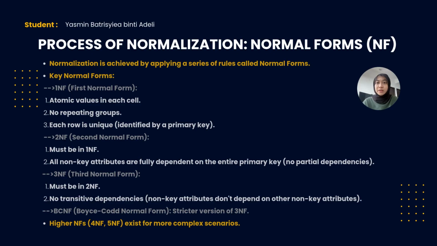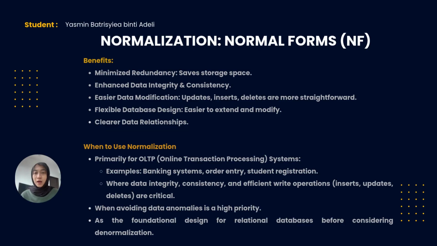So last is BCNF. What is BCNF? Boyce-Codd normal form, which is a stricter version of 3NF, and higher NFs, which are 4NF, 5NF, and so on, are for more complex scenarios. Okay, next I will talk about the benefits and when to use normalization.